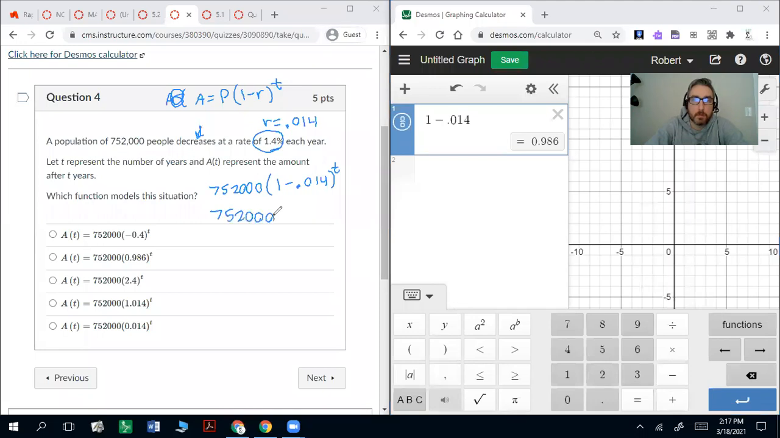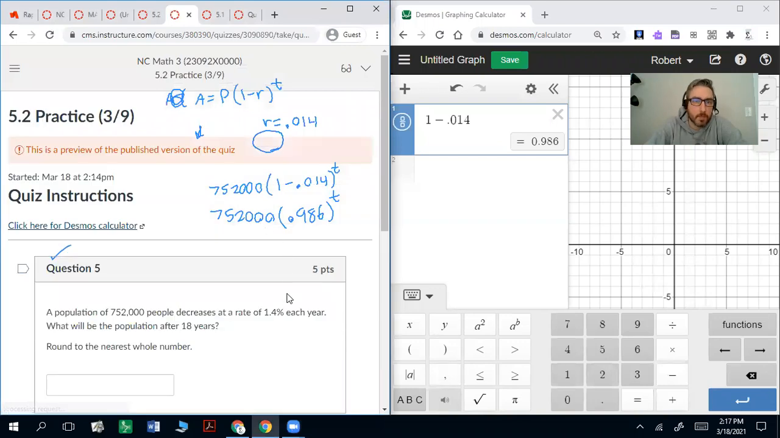752,000 times 0.986 to the T power. So it's going to be that one. Now let's answer question 5. What's it going to be after 18 years? So now we want to know by plugging in 18, what you're going to get. And 18 is going to be your T, so we're going to plug in 18 up there.